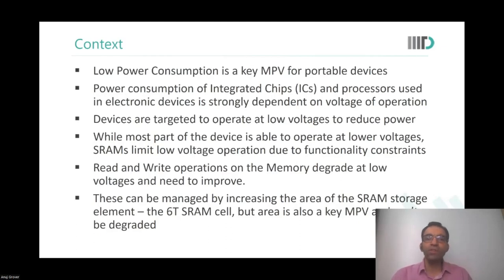So the context of the situation is that low power consumption is a very key MPV for portable devices. You want your cell phone to consume less power. You want your laptop to consume less power. Any portable device, even the earphone that I'm putting in my ear, I want it to consume less power so that the overall lifetime without recharge increases.